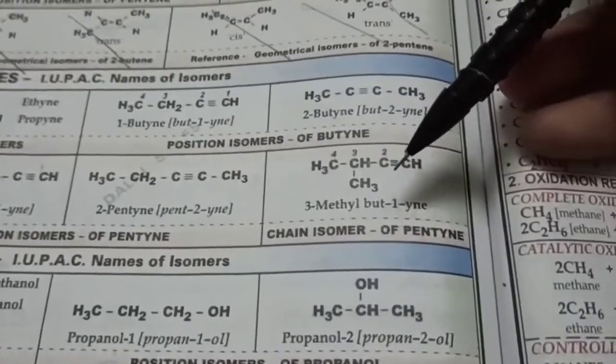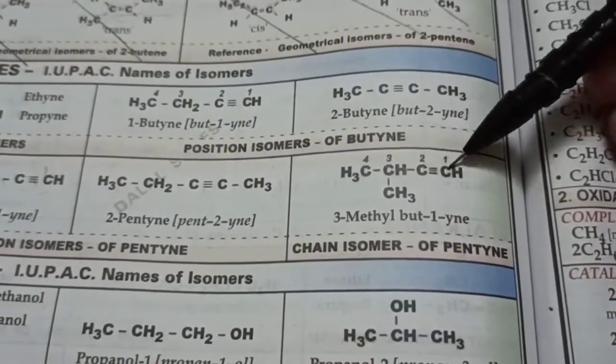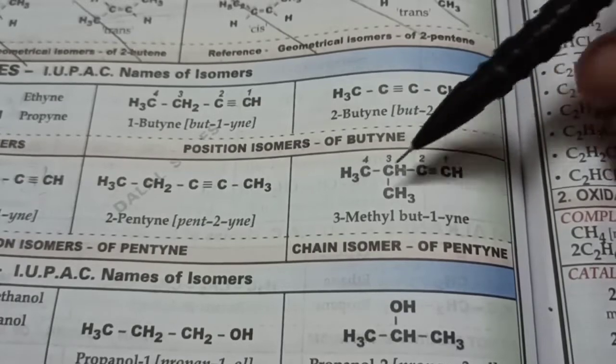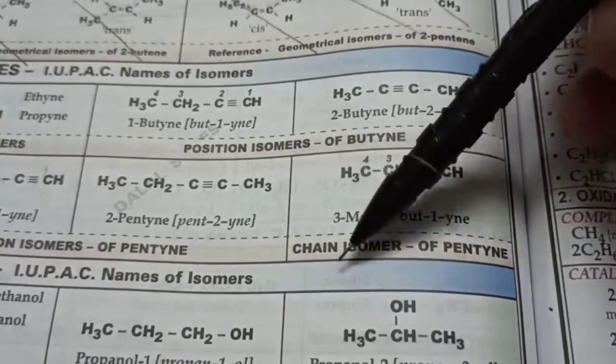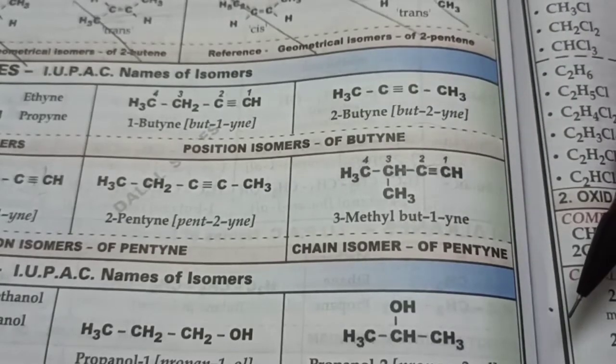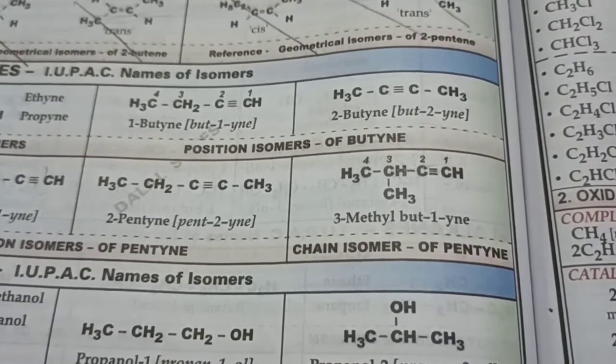And we have something called a branched chain as well. So we have 1, 2, 3, 4 carbon atoms in a straight line, but the fifth one is a branch attached to this one. How do I name such a thing? It's a chain isomer of pentyne. Well, there are some rules provided by IUPAC which we shall learn shortly.